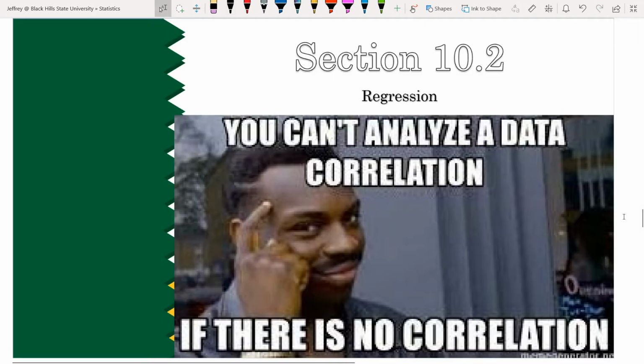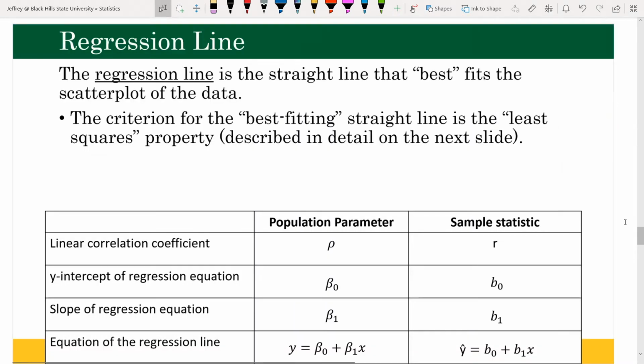So because each of these sections are short, I'm going to go ahead and jump straight into 10.2, which talks about the regression half, or how do we come up with the equation of the line. So what is the regression line? Well, this is basically the straight line that best fits the scatter plot of the data. Well, how do we determine what is the line that best fits the data points? Well, it has to satisfy what's called the least squares property, which will be explained in further detail in the next slide.